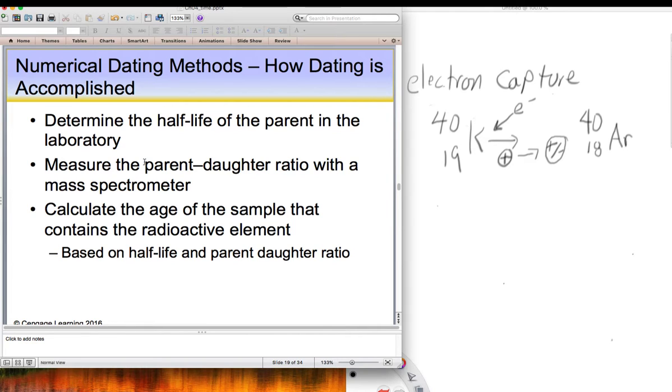Then we measure the parent and daughter ratio using something called a mass spectrometer, and I'll show you a picture of that right now. And then we calculate the age of the sample that contains a radioactive element based on the half-life of that sample. And I'll give you some examples here in a moment.